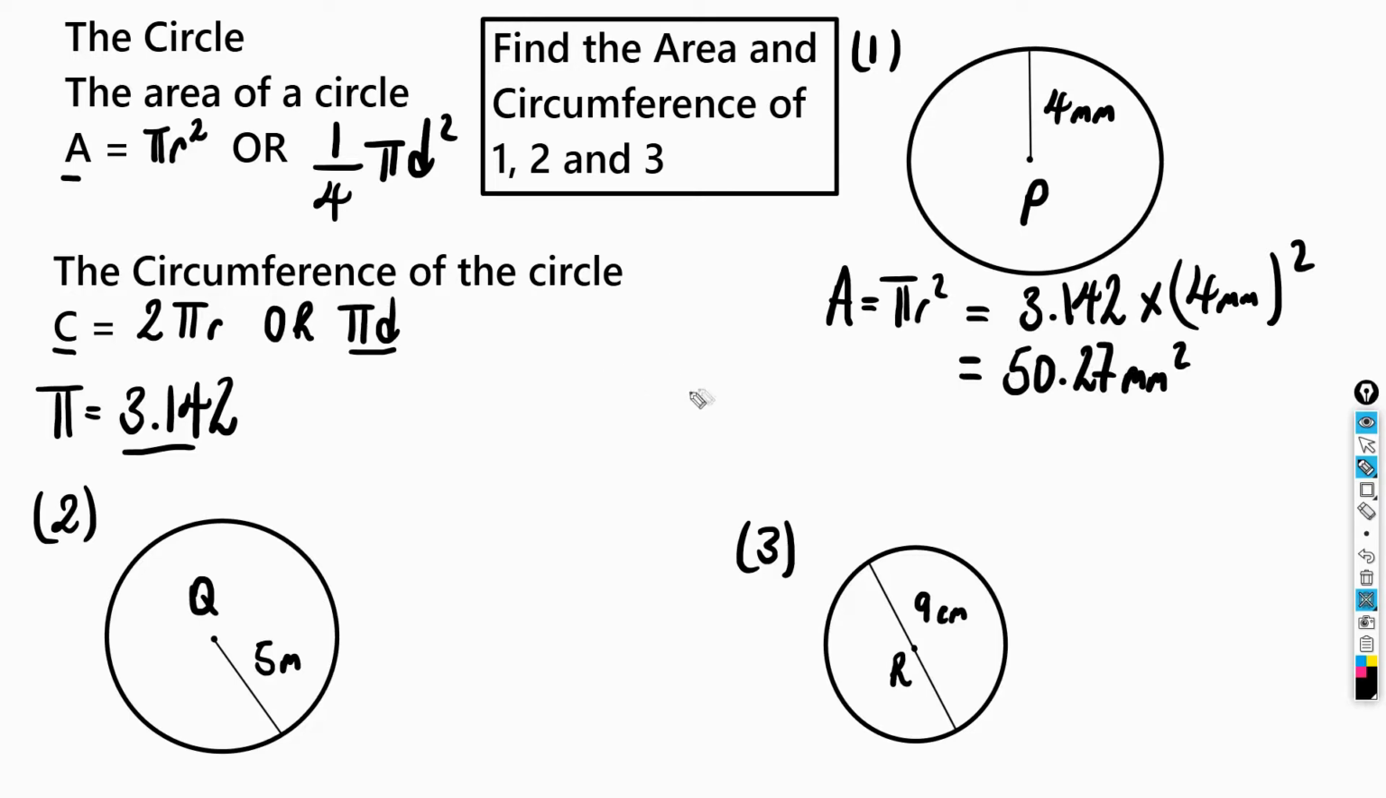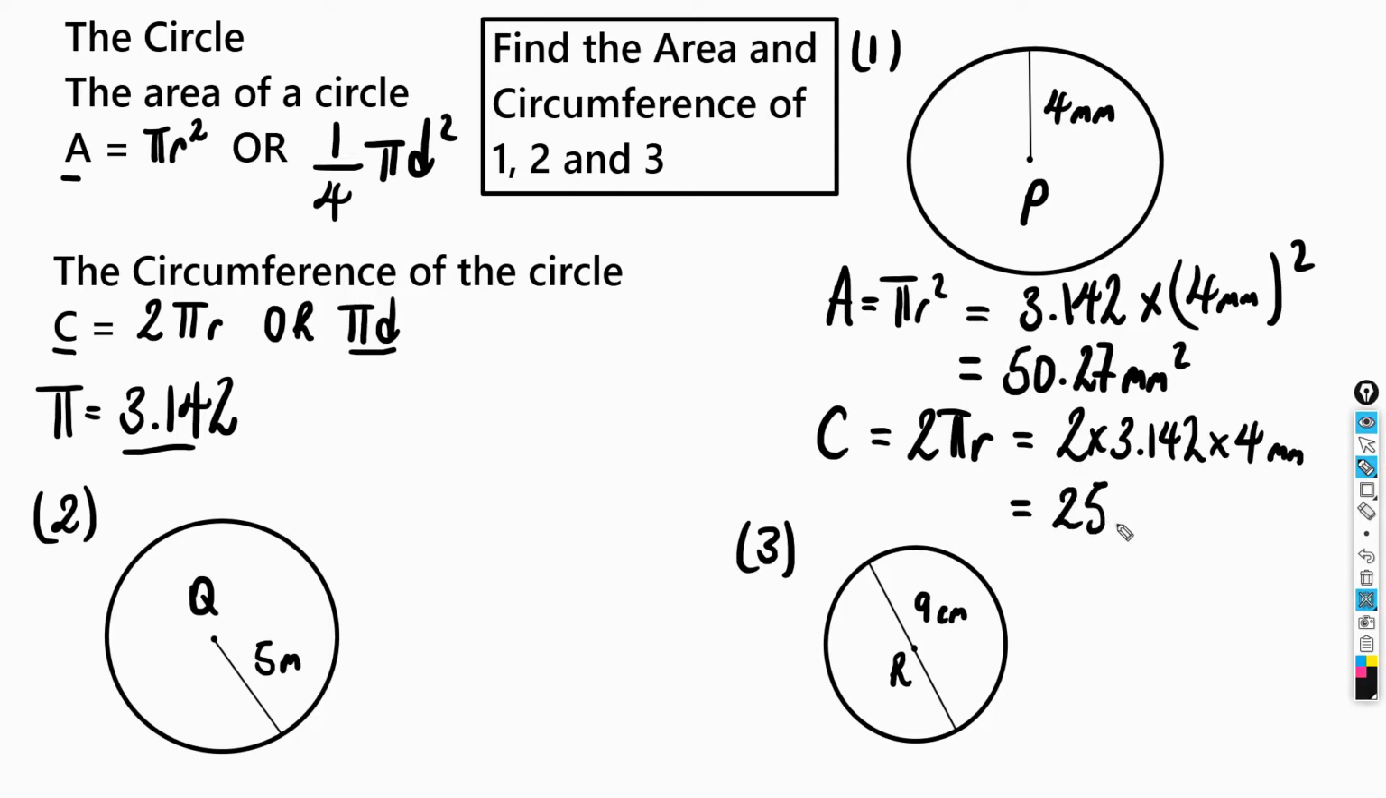Now let's find the circumference, which is the distance right across the edge of the circle. The circumference for this circle is equal to 2 pi r, which should be equal to 2 multiplied by 3.142 multiplied by 4 millimeters. Let's put that in our calculators, and we should get 25.14 millimeters, and I left it to 2 decimal places.